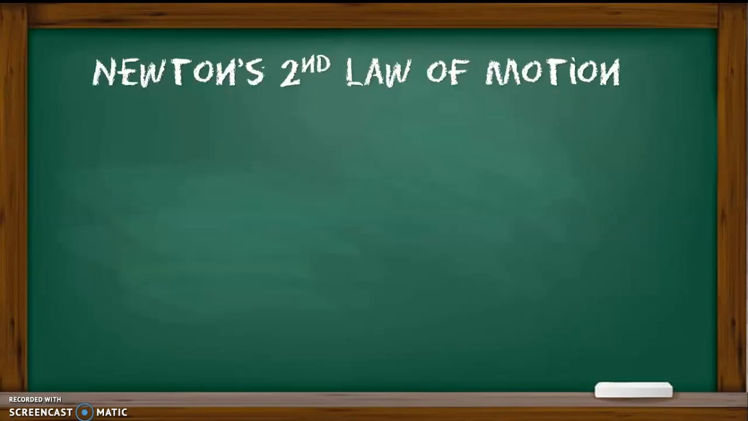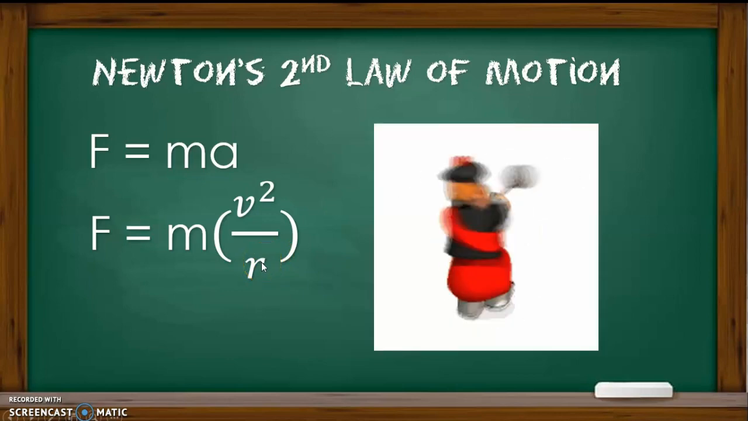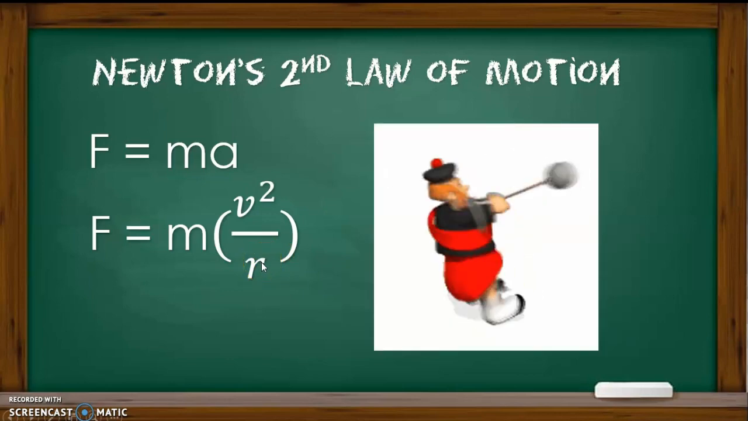Using Newton's second law, which is force equals mass times acceleration, we can calculate the amount of force as the product of the object's mass and its centripetal acceleration by substituting the centripetal acceleration formula into the expression. So, the expression will be force equals mass times the square of speed divided by the radius. This applies to any object moving in uniform circular motion.